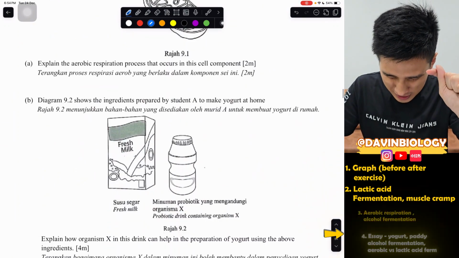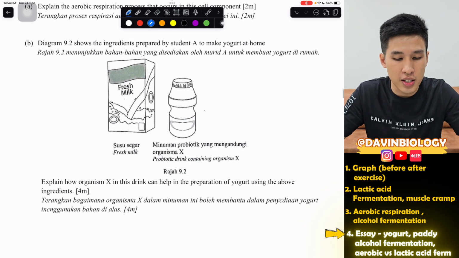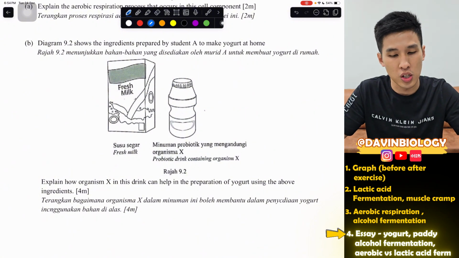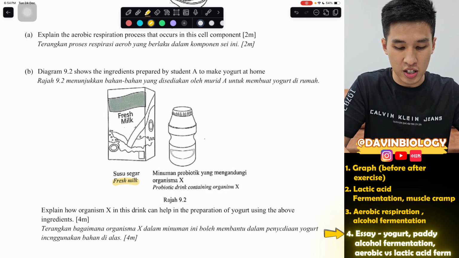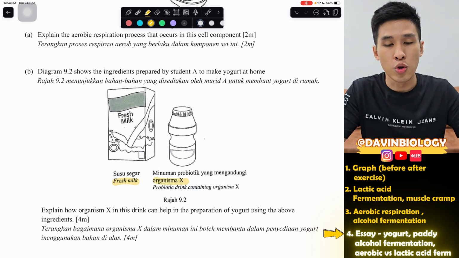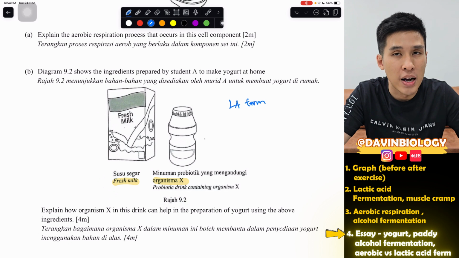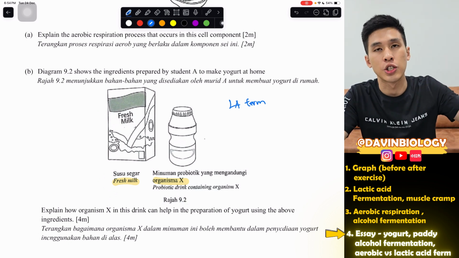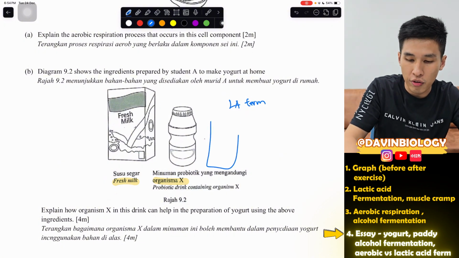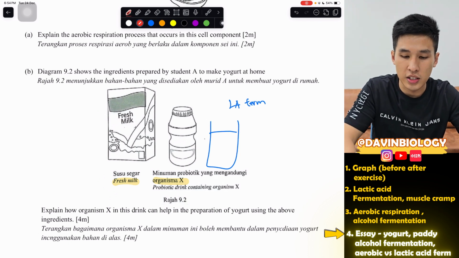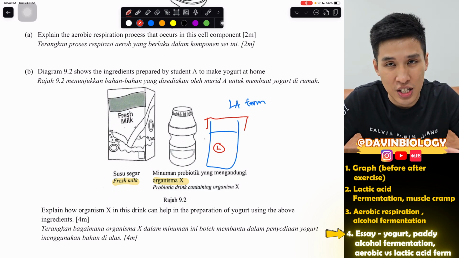And we do want a little bit of essay over here. Okay, a bit longer marks in your question. So how organism X in this drink can help in the preparation of yogurt using the above ingredients. So they say I use milk, and also I add organism X inside to produce this yogurt. So yogurt basically uses the concept of lactic acid fermentation. But what undergoes lactic acid fermentation now is not our muscle cell, but something called lactobacillus. So basically, you have milk over here. What you're going to do is put lactobacillus bacteria inside here, and since there's no oxygen here, it will be forced to carry out lactic acid fermentation.